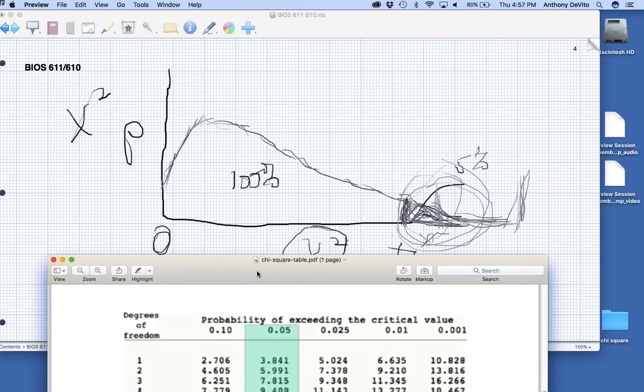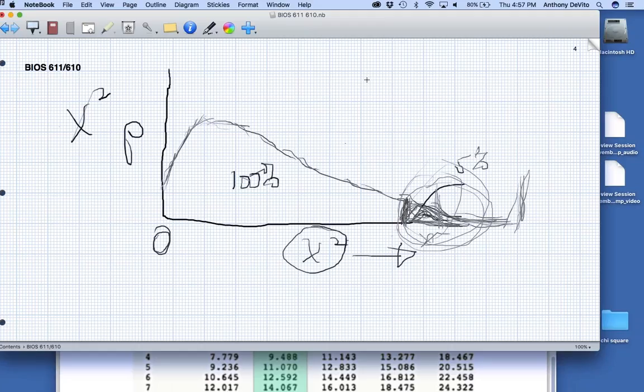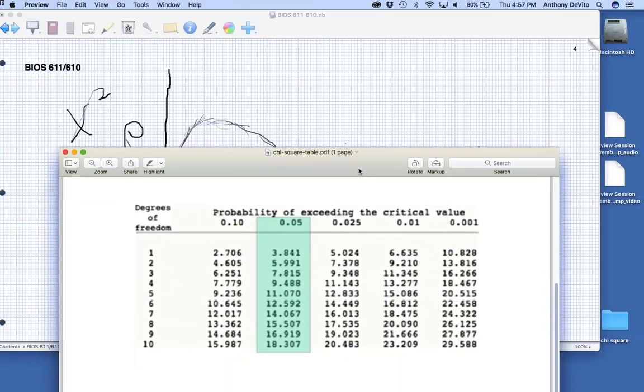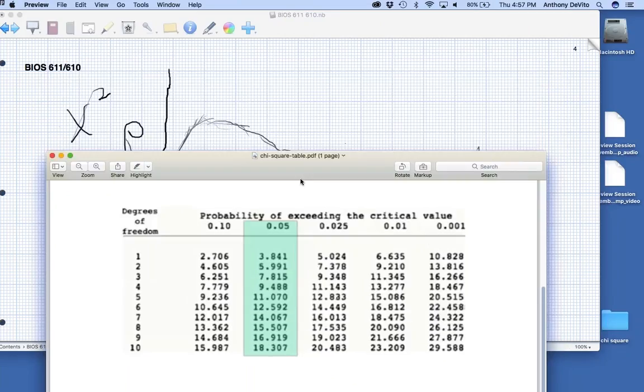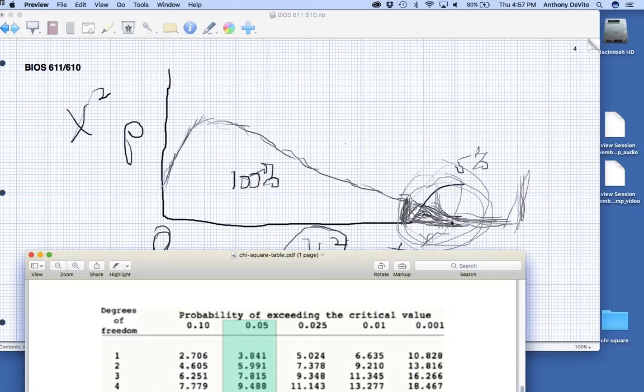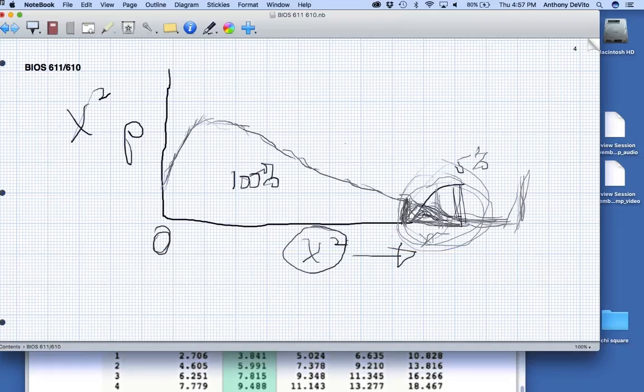You remember what we calculated? 12.5. Yeah, 12.5. So what do you think? Do we reject the null hypothesis? Our chi-square we calculated is bigger than our critical value, right? Which means that it's further out on this distribution. It's way out here. So it would happen less than 5% of the time if there was no association.